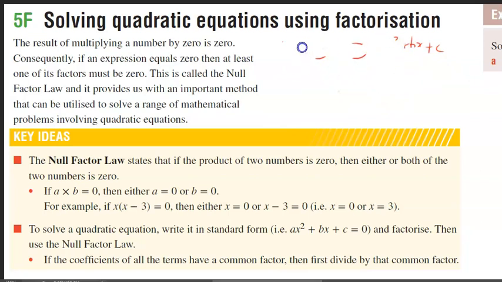So the result of multiplying a number by 0 is 0. Any number that you multiply by 0, no matter what type of number it is, fraction, decimal, negative, if you multiply it by 0, you will always result with the number 0. So consequently, if an expression is equal to 0, then at least one of its factors must be 0. And this is what we call the Null Factor Law. And this provides us with an important method that we can utilize to solve a range of mathematical problems, namely quadratic equations. So let's delve into this.